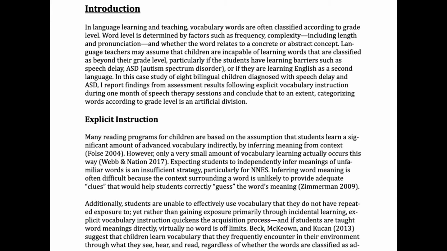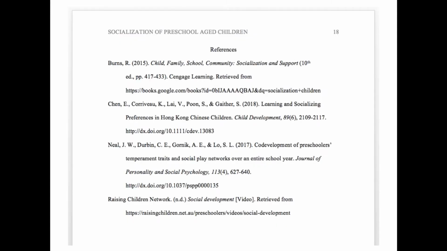So here's an excerpt from a journal article that's in APA format. So you notice how there are subsections where there's the introduction, and that's split from explicit instruction, which you would not see in an MLA style paper. Instead of a works cited page, APA format has a references page, and the format for each of the citations is a little bit different than MLA format.